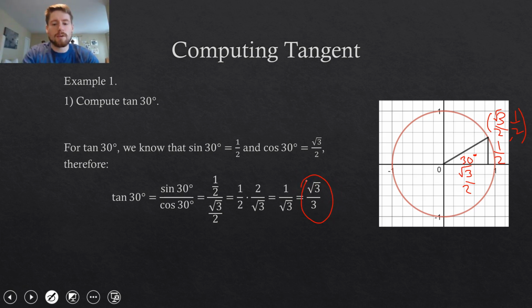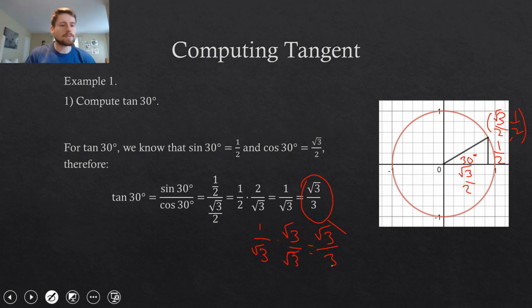Okay? So this is going to be the preferred way to write 1/√3. You're going to see this get rationalized again and again, so we'll just get used to doing it now. 1 times √3 is √3. √3 times √3 is 3. So we get √3 divided by 3 for the tangent of 30.